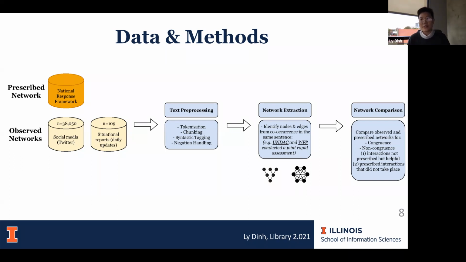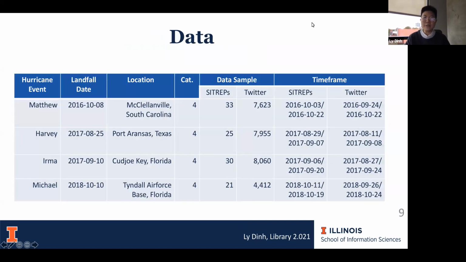Network extraction is where I think the methodological development of my work is. It establishes, in a semi-automated manner, the types of nodes and edges that exist in this network. So if you see a piece of text like "UNDAC and the World Food Program conducted a joint rapid assessment," these two entities are picked up, and there would be an edge between them, suggesting that they work together on something. That something would be a joint rapid assessment. And last but not least, a comparison, which is the fun part, and I'll show you a lot of networks on that.